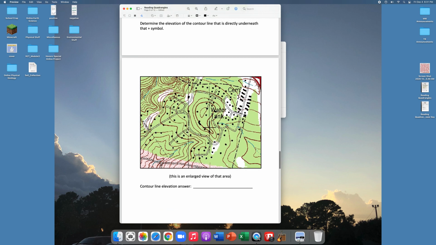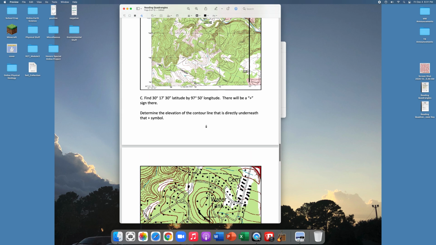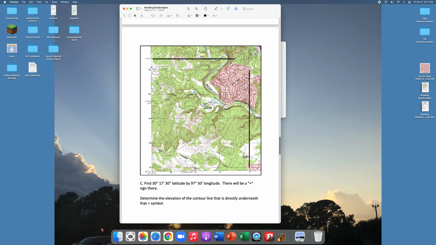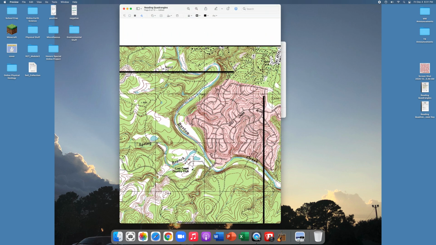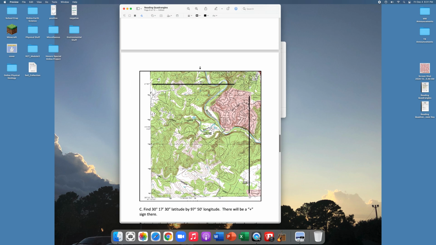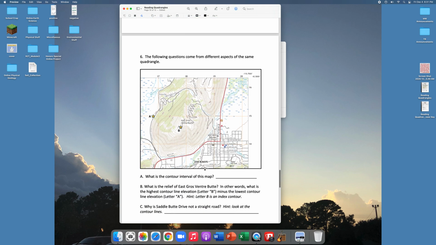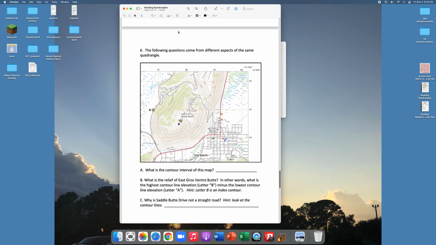It wants to know the elevation of the contour line directly below the plus. Well, if you study the map very carefully and blow it up, you will determine that the contour elevation of that index contour below this plus is at 1,000 feet. So that's 1,000.